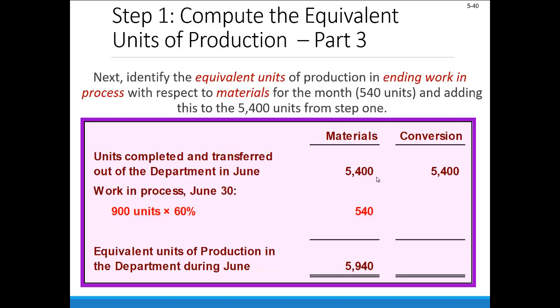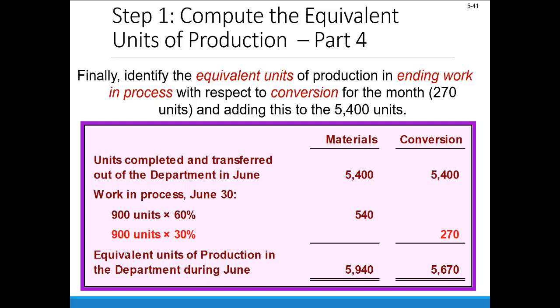Now, if I add together the units completed and transferred of 5,400, plus the equivalent units then in ending work in process of 540 with respect to materials, that means the equivalent units of production for this period for this department are 5,940 with respect to materials. Now let's finish out the calculation with respect to conversion. We had the same 900 units in ending work in process, but they were only 30% done with respect to conversion costs. So 900 times 30% gives us equivalent units with respect to conversion of 270.